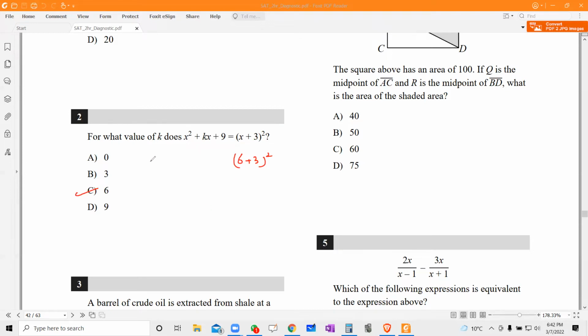Okay. All right. But the thing is, if you do 6 plus 3, that is 9. And if that is squared, it means 9 times 9. That'll be 81, right? Yeah. I did something different, but I don't know what it was.